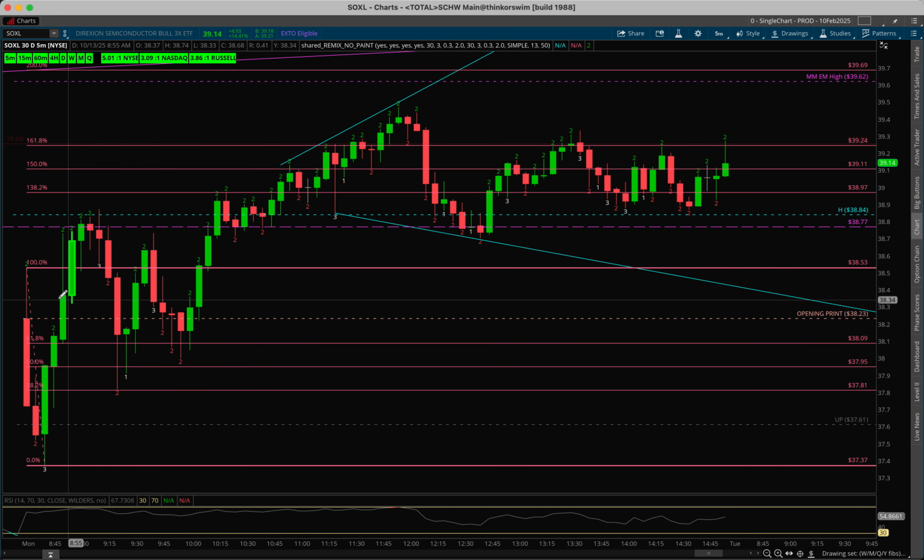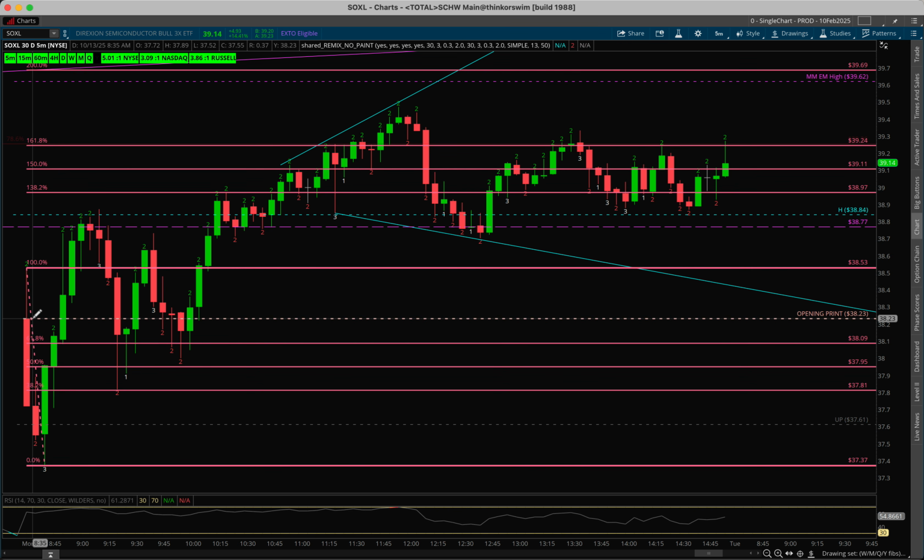So, if you're not familiar with this channel, there's a general rule that we use for scalping, especially early in the morning. We want to look for higher lows above or at opening print to get into calls, and we want to look for lower highs at or underneath opening print to get into puts.